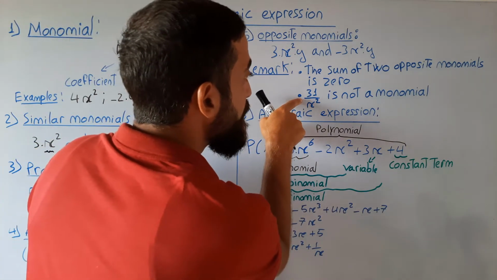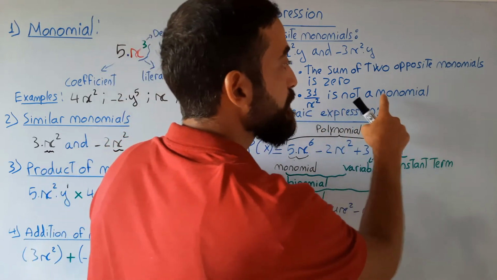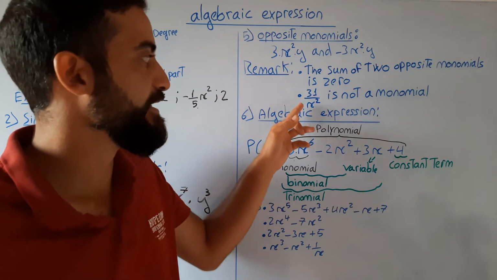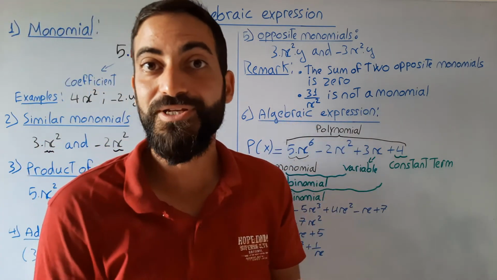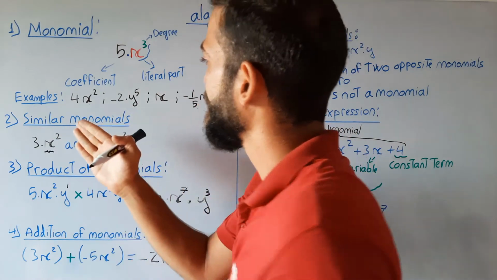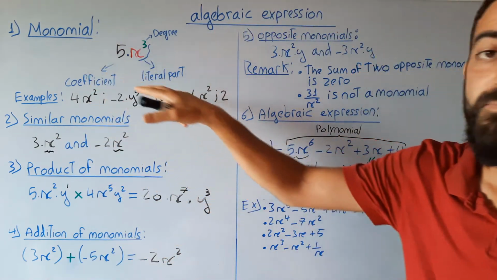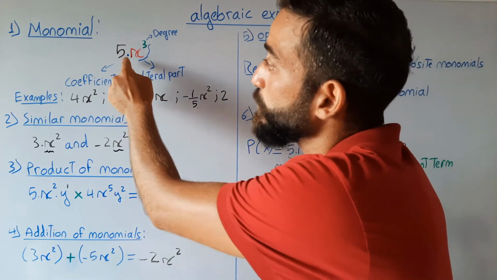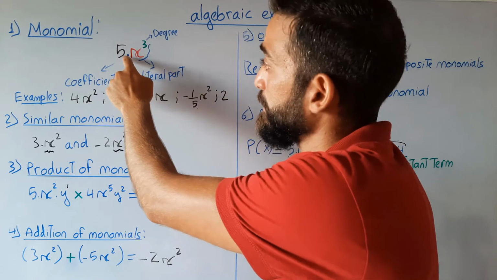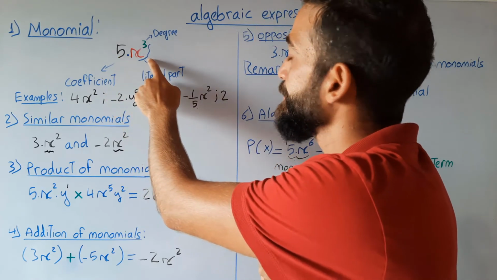Remark: 31 over x² is not a monomial. So 31 over x² is not a monomial, because according to the definition of a monomial, it should be a multiplication between the coefficient and the literal part.